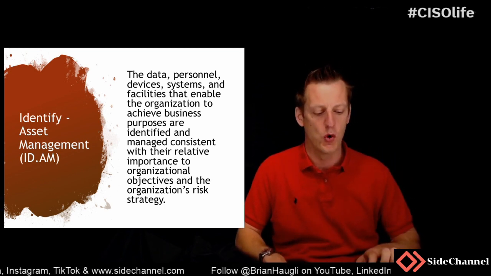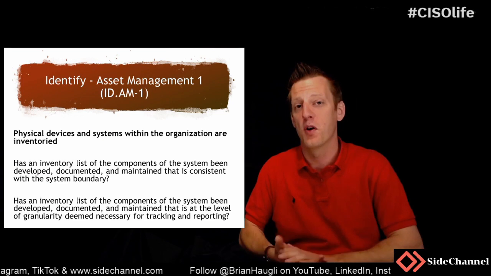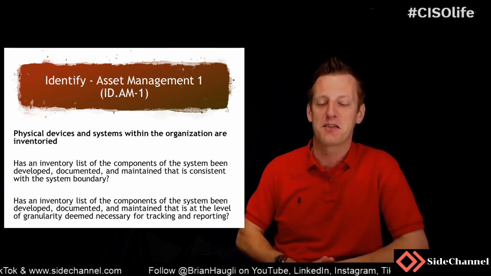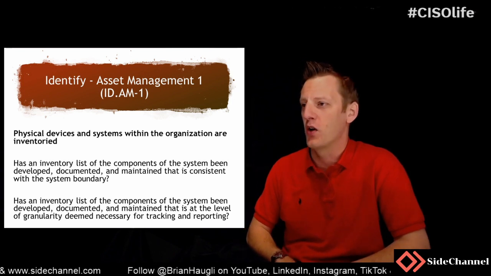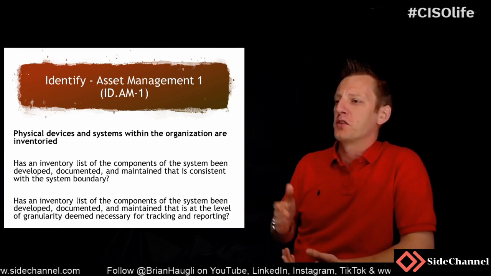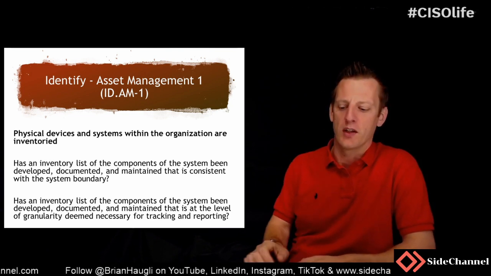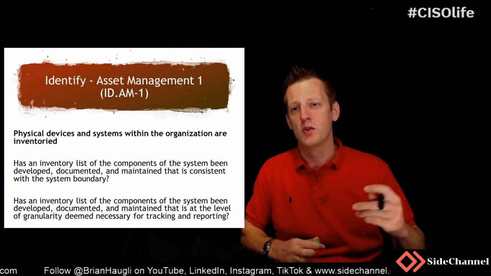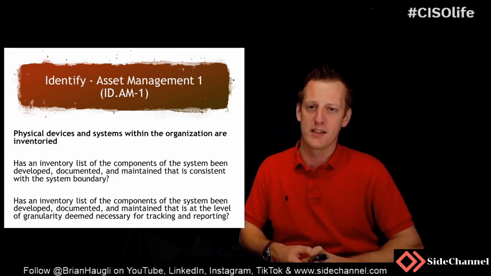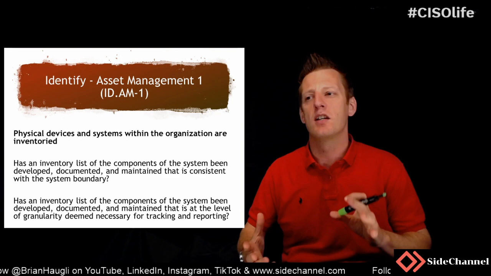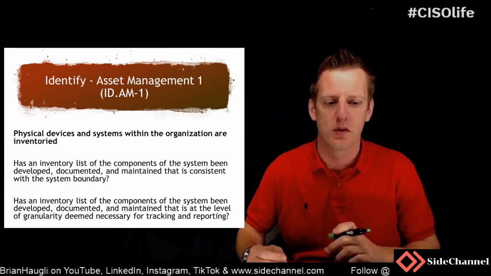The first control within this, probably one of the most important and one of the ones that is not necessarily done the best, or if at all, is that physical devices and systems within the organization are inventoried. Okay? Critical security control number 1. You cannot defend what you don't know exists. So this control outlines really, do you have an inventory list of all of the systems within your environment?